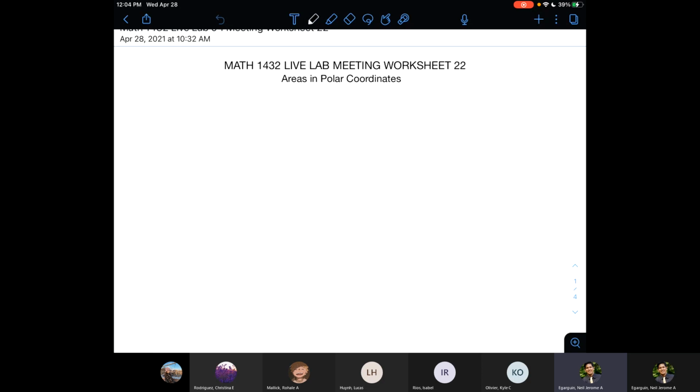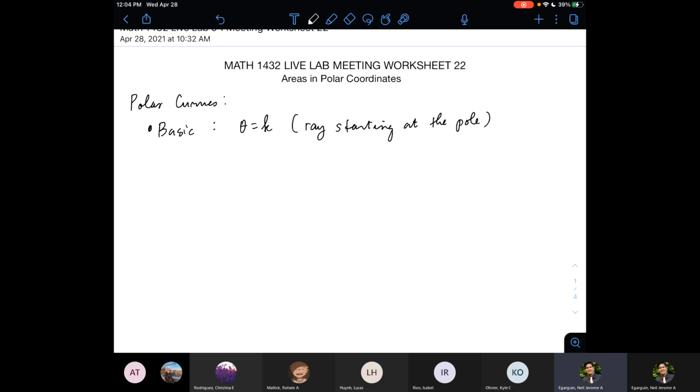I guess we have the basic graphs. So let's see, polar curves, right? So we'll have the basic curves or the basic graphs. Let's start with theta equals k. Theta is a constant. Sorry, theta equals a constant. So this is a ray starting at the pole, right? And then you have r equals theta, which is your Archimedean spiral.